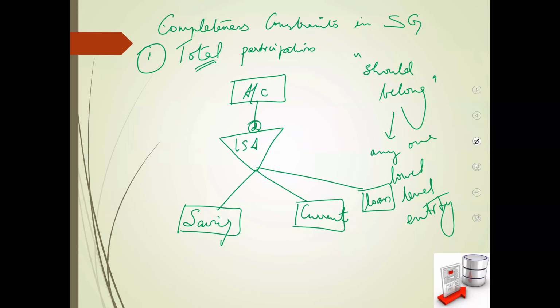And if you are ensuring total participation, you will denote it with double lines over here, just like in our normal ER total. Now this means that an account will either belong to the savings category, or the current category, or the loan category.